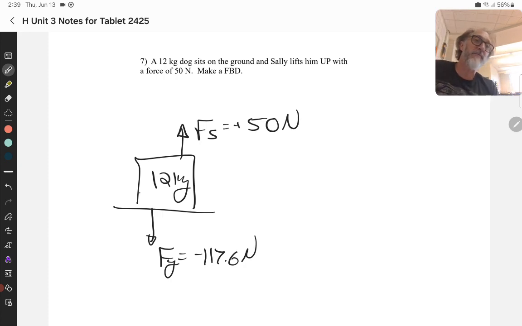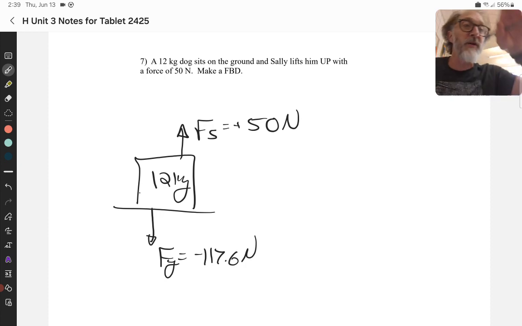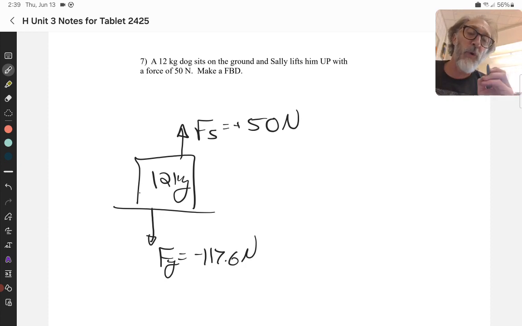Make a free body diagram. All right, so notice I again started with mass and force of gravity and any given forces. This time there's nothing horizontal, so I'm not going to worry about x's and y's. It's all about up and down. So the question is this.